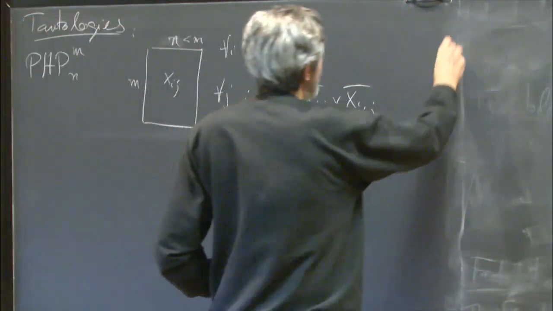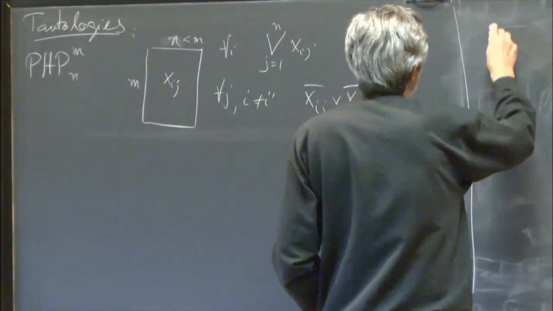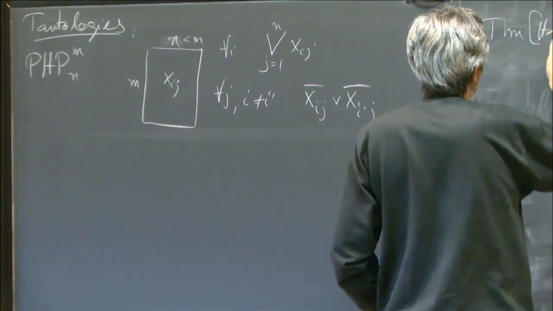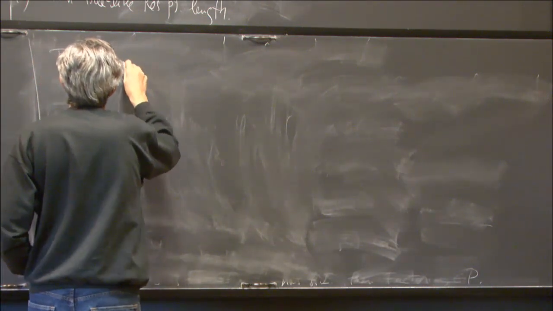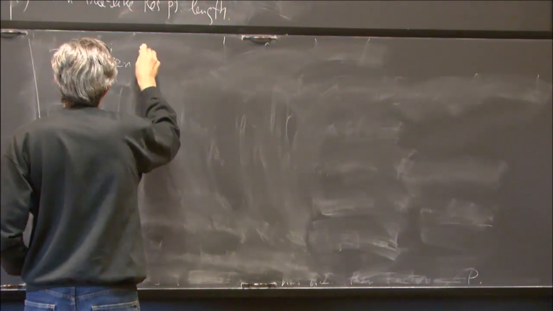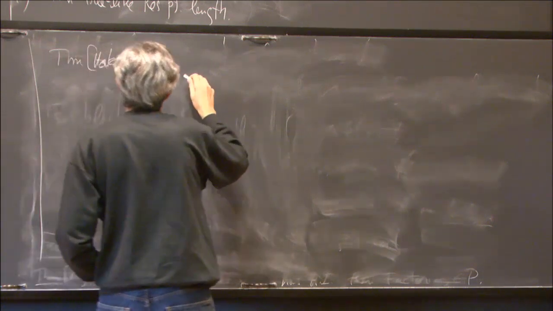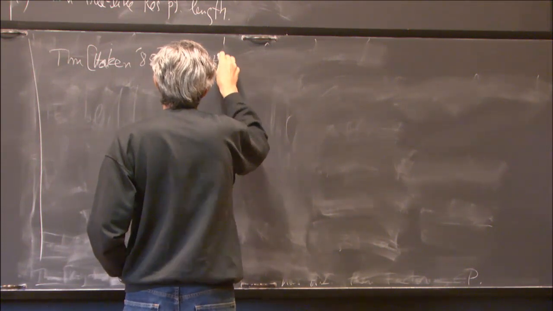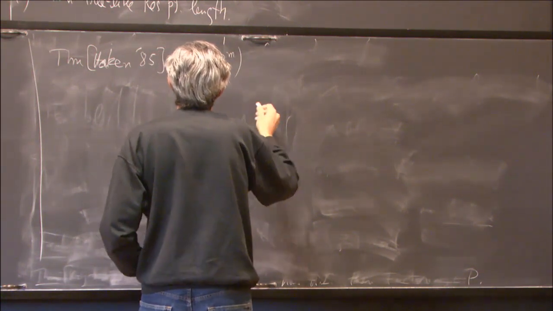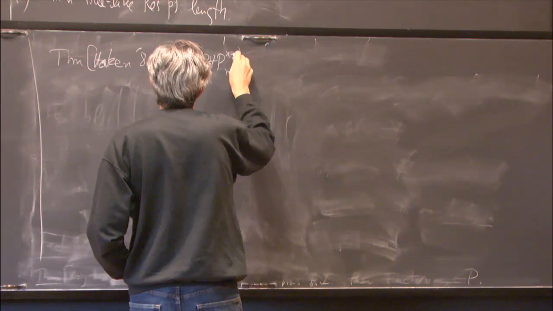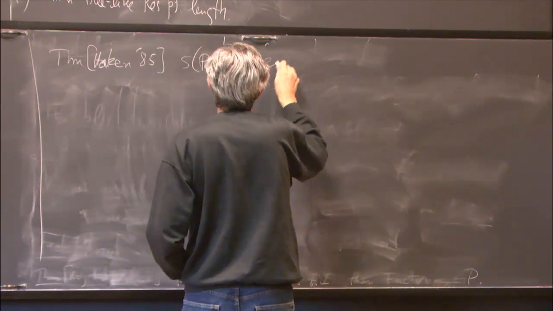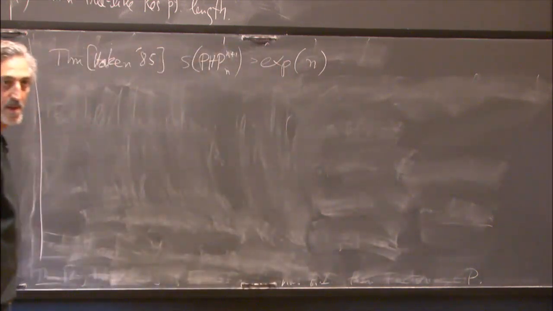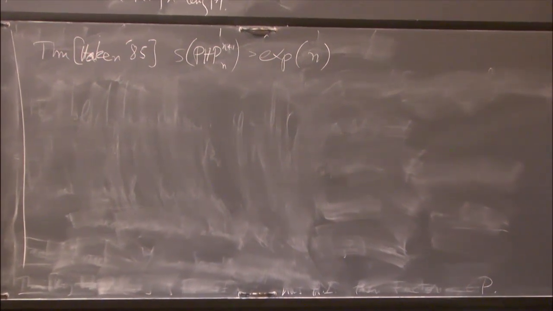So maybe I'll write some theorems here. The main theorem that was the first breakthrough giving lower bounds for resolution proofs is by Haken. The size of the proof of PHP with n plus 1 pigeons and n holes is exponential, exponential in n. Okay, so there are exponential lower bounds, and we'll see a proof of this.